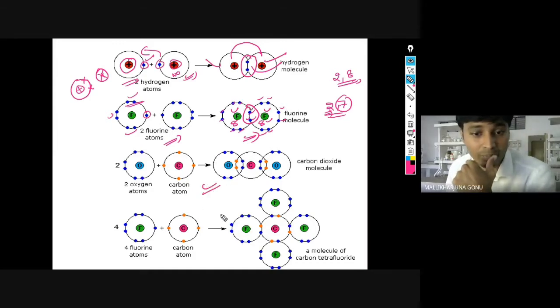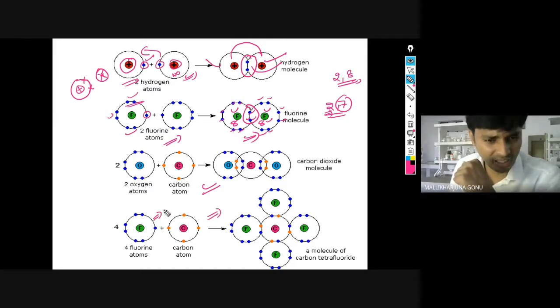And carbon forms with fluorine. So the structure is like this. This fluorine also requires 1 electron only. And hydrogen also requires 1 electron only, right? Hydrogen also requires 1 electron to make a bond. That's how CH4 is forming. The same way carbon forms the bonds in CF4.